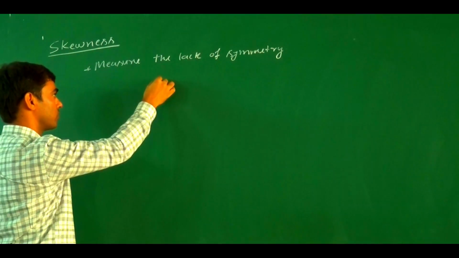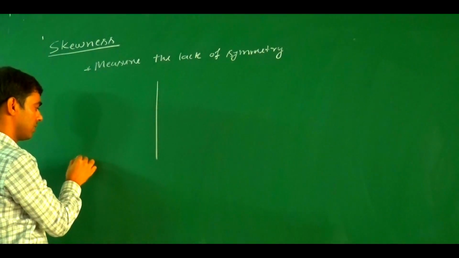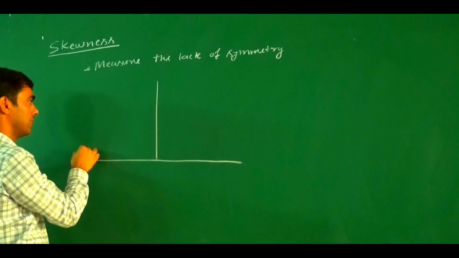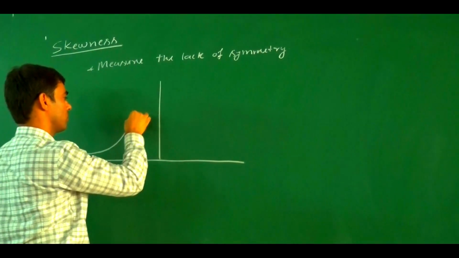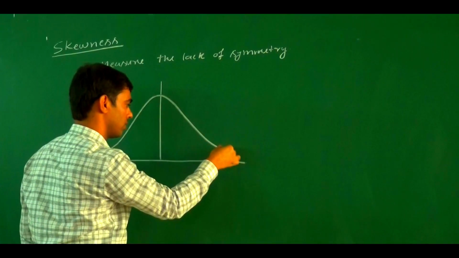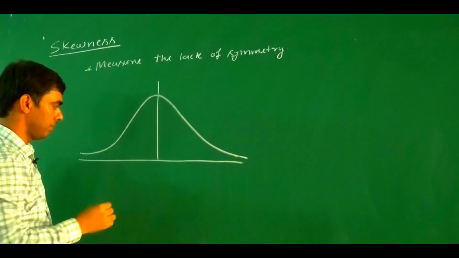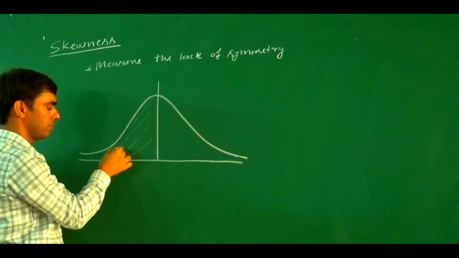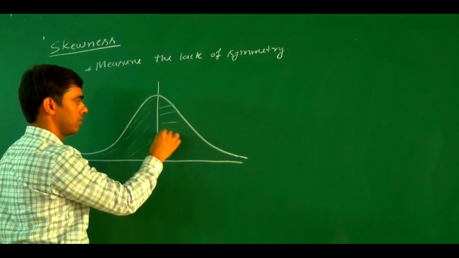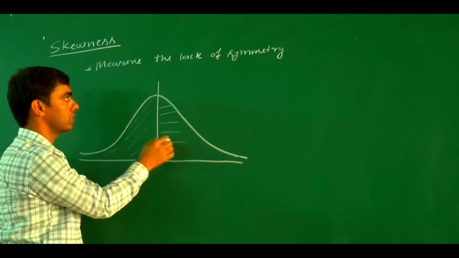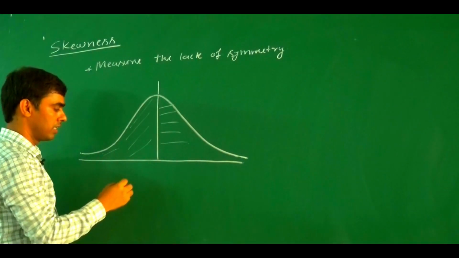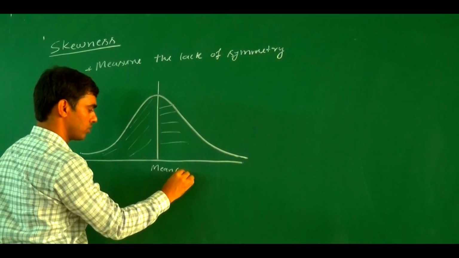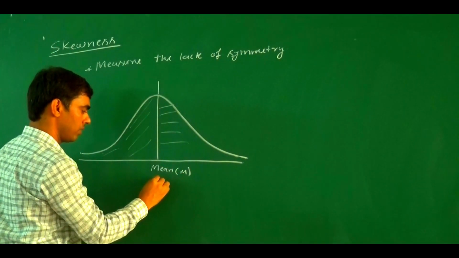For example, suppose we plot the frequency curve of given data, and the data looks like this. Then this is called a symmetric curve if the left tail equals the right tail, meaning the left portion equals the right portion.